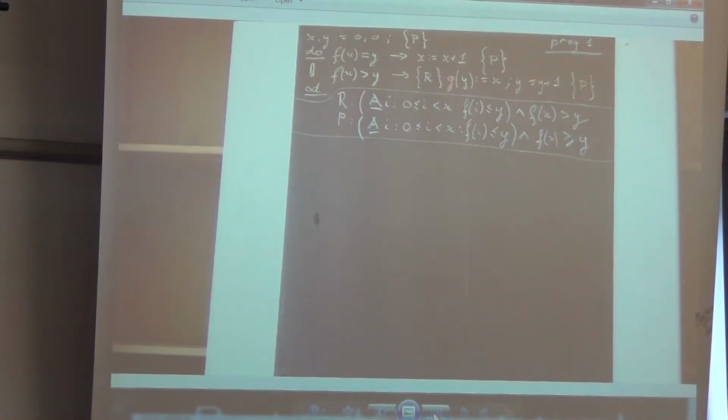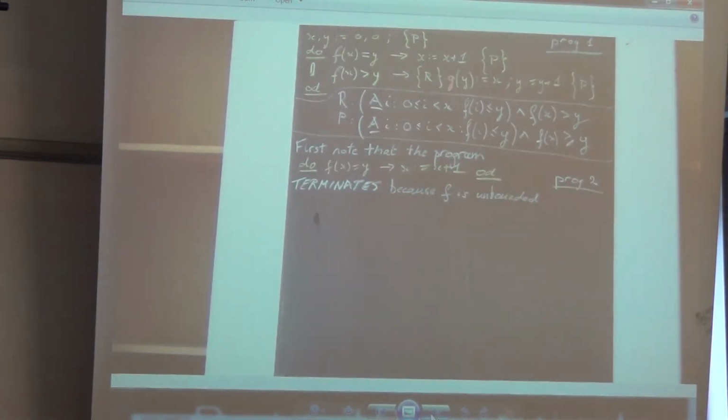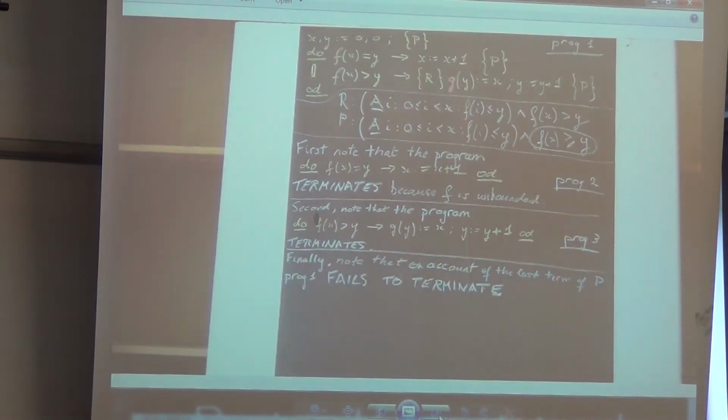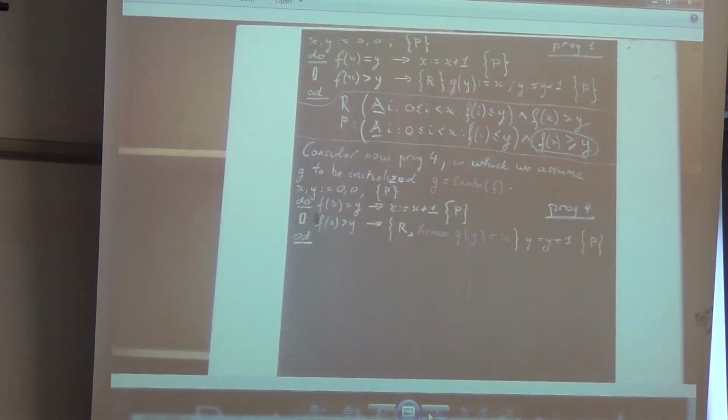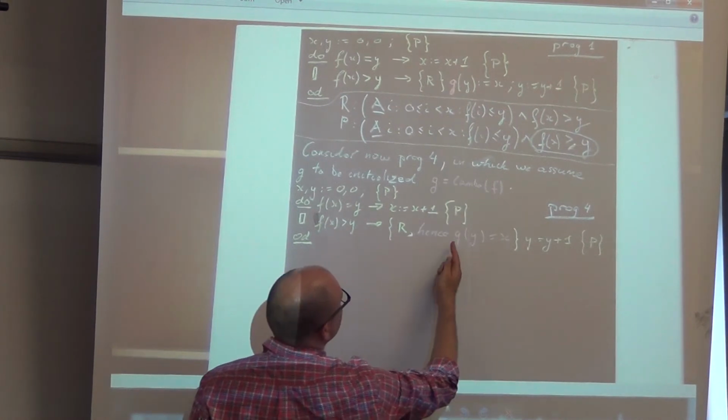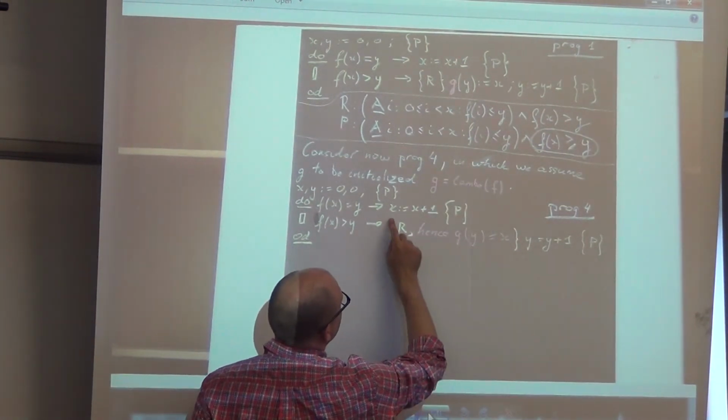I'm giving you again these definitions. And then he reasons about the sub-programs of the yellow program at the top. He reasons about whether it terminates or not. He does the same for another sub-program, program 3. And finally, he notes that his initial program 1 fails to terminate, which is good. It goes on forever, but he calls it fails to terminate. So eventually he comes up with a program 4 where he has now moved the g of y into a comment, because everything between brackets is a comment.